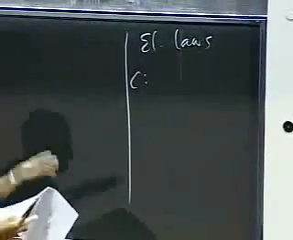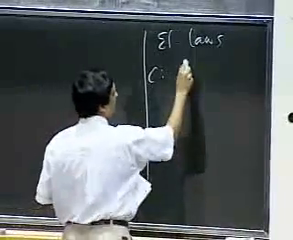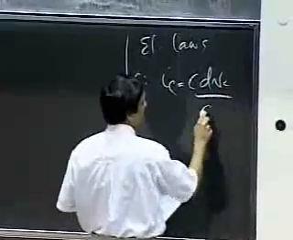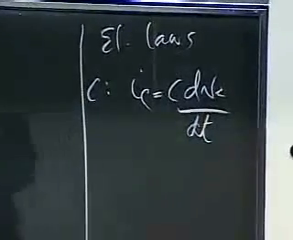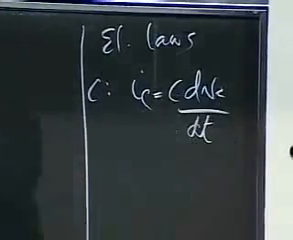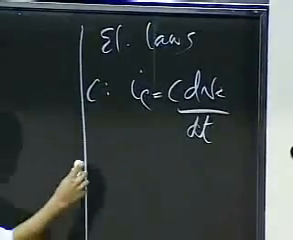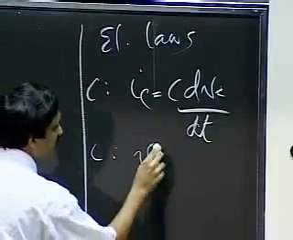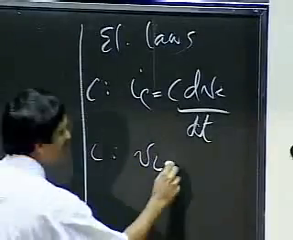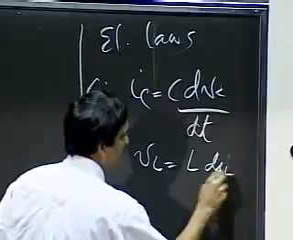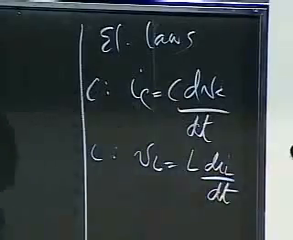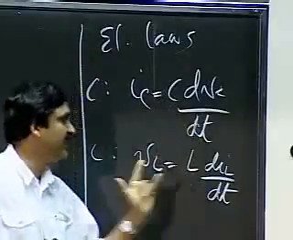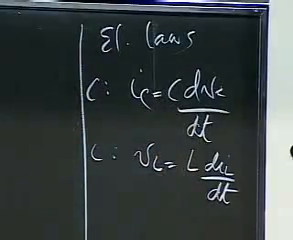So for the capacitor, I know the IV relation is given by I for the capacitor is C dV/dt. And just to show it's a capacitor, I'm calling it dVc/dt. Similarly, for an inductor, L, the voltage across the inductor is given by L di/dt. Okay, so this is the VI relation for the capacitor, and the VI relation for an inductor.